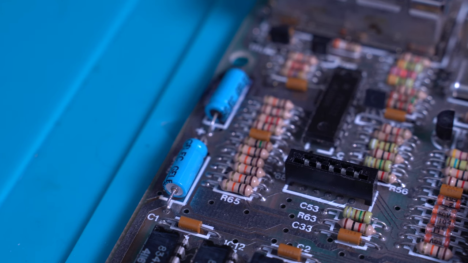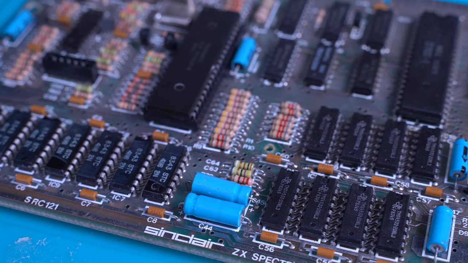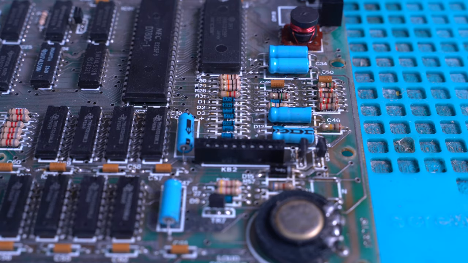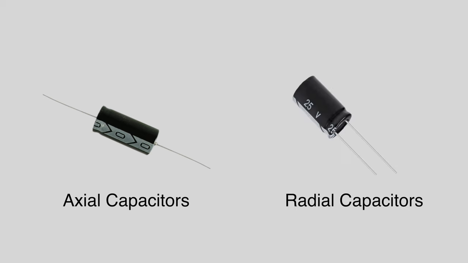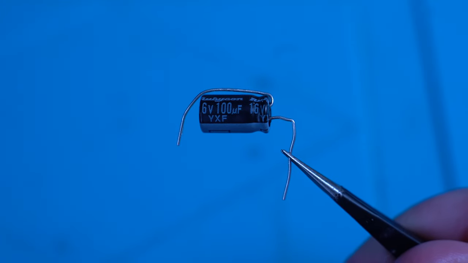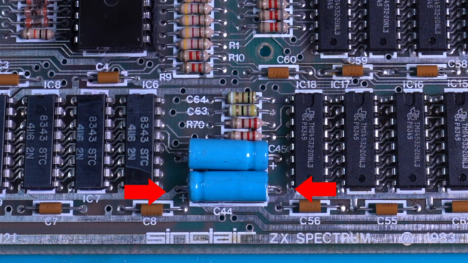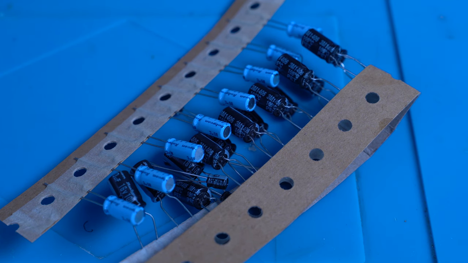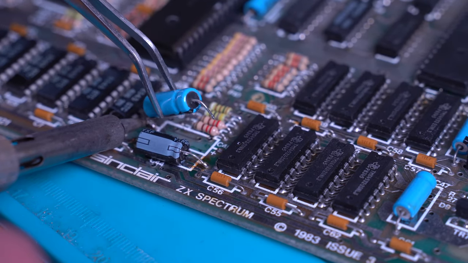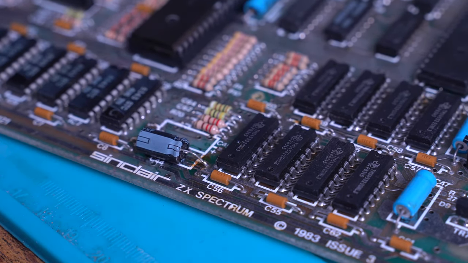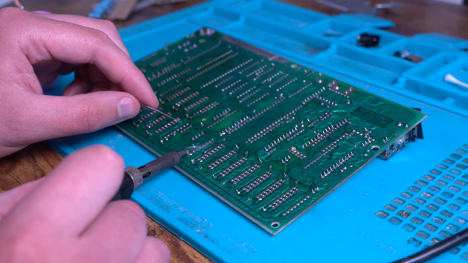Next, we need to replace all the capacitors which are now 40 years old. The ZX Spectrum uses axial capacitors, however we're using radial capacitors. By bending the leads in the right position, we'll be able to match the positive and negative sides on the PCB. I will use high quality capacitors as I want this machine to last another 40 years. Slowly, one by one, we remove the old capacitors and replace them with the new capacitors.